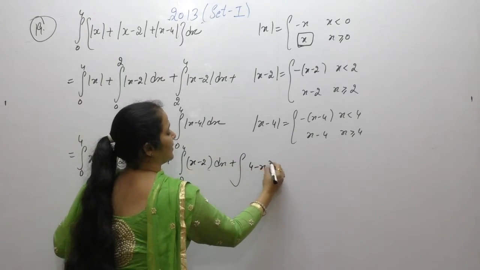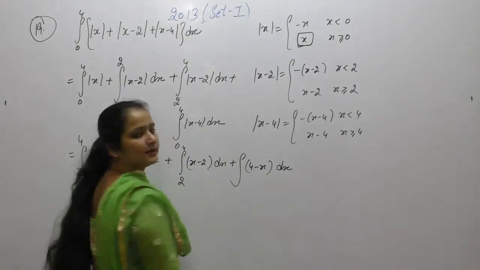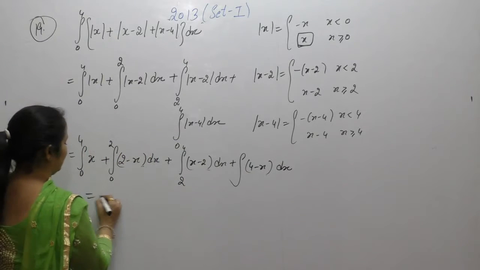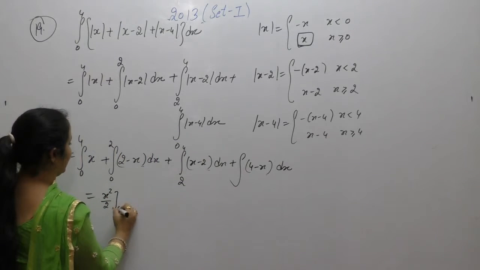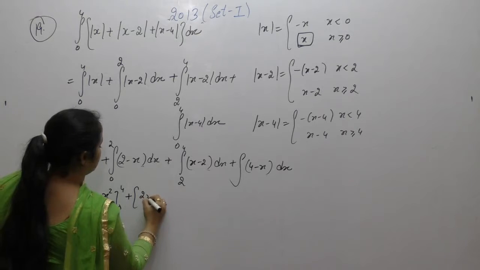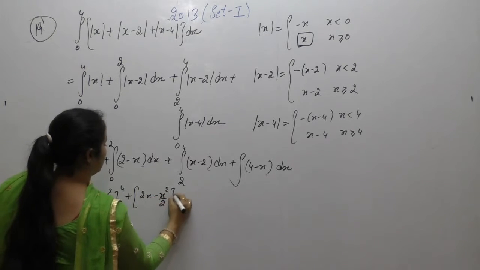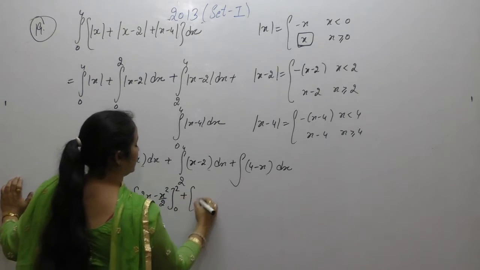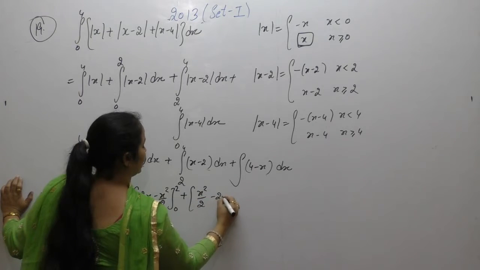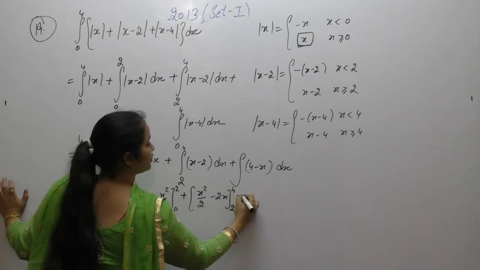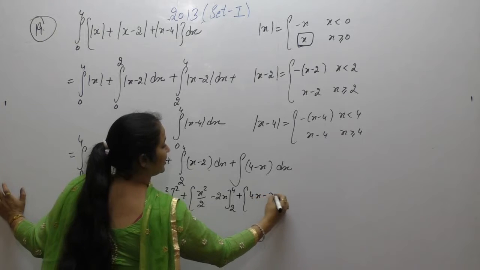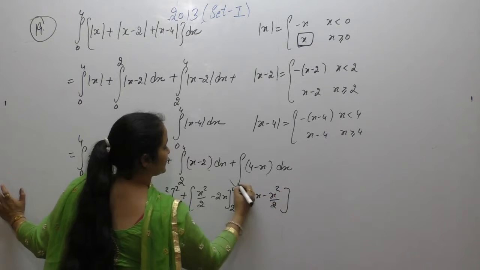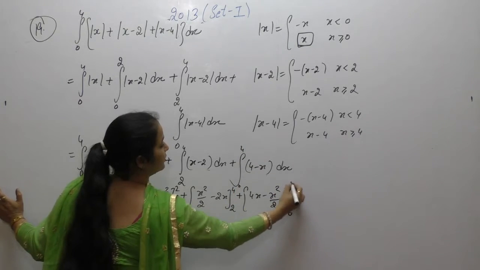The value is 4 minus x. Clear? Now solve the integral of x square by 2: integral of 2, integral of x, limit goes from 0 to 2, integral of x, integral of 2, limit goes from 2 to 4, integral of 1, integral of x, limit goes from 0 to 4.